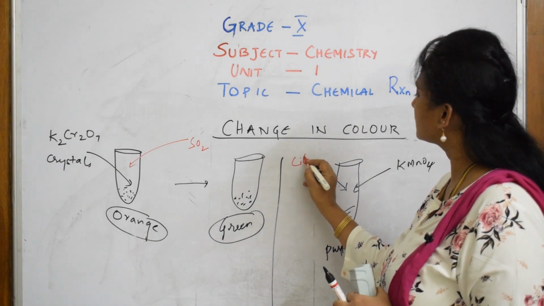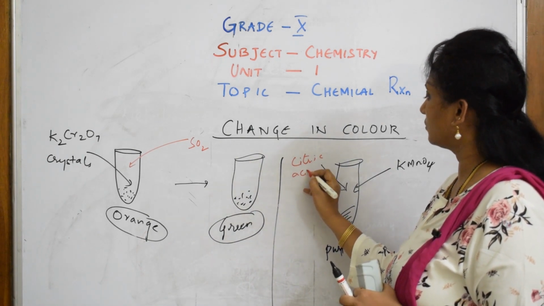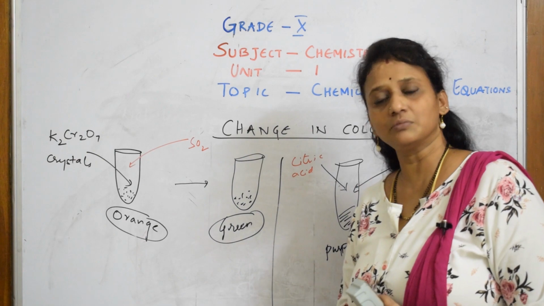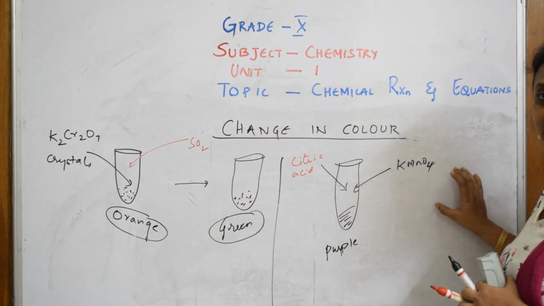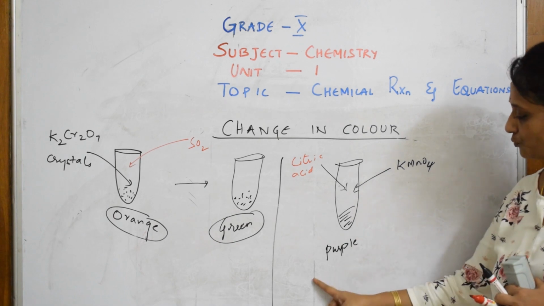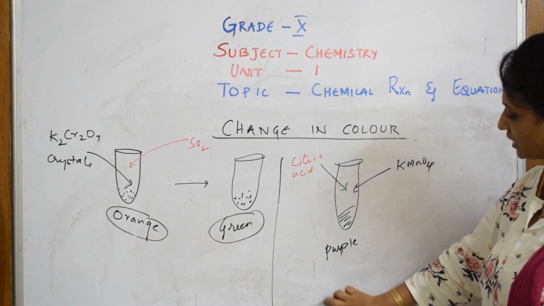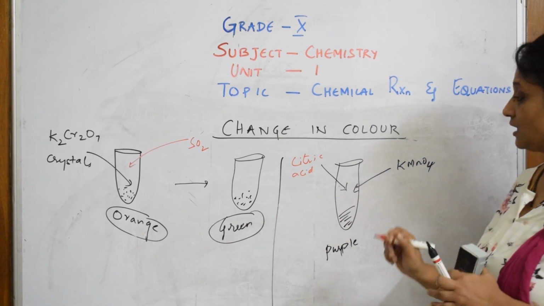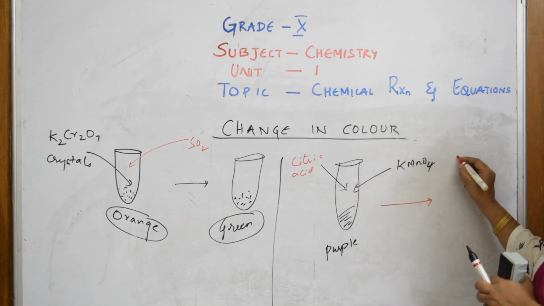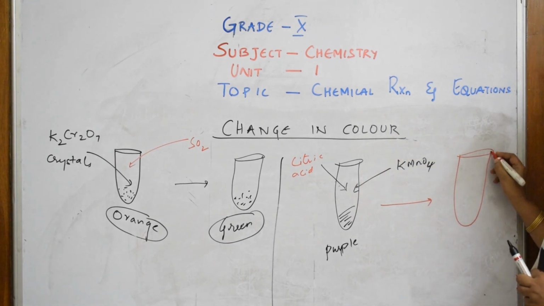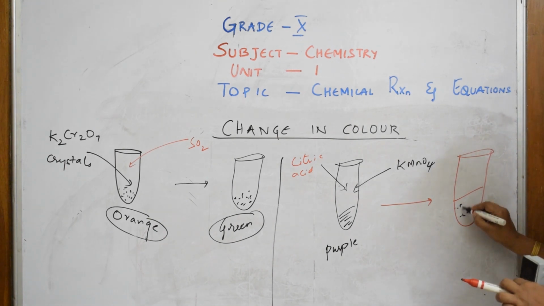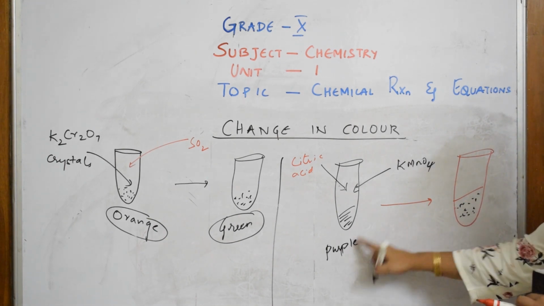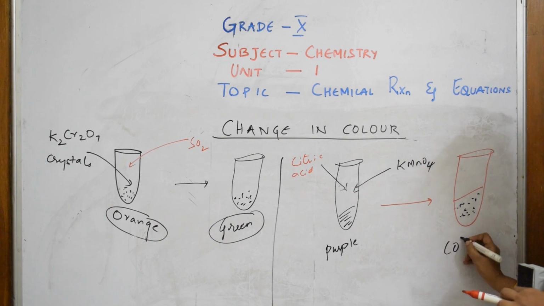Don't get confused, students. The citric acid formula and dichromate formula are not required. Remember the colors. Potassium permanganate, an oxidizing agent, is purple. When I add citric acid to this, it immediately gets converted into a colorless KMnO4. The purple potassium permanganate becomes colorless.